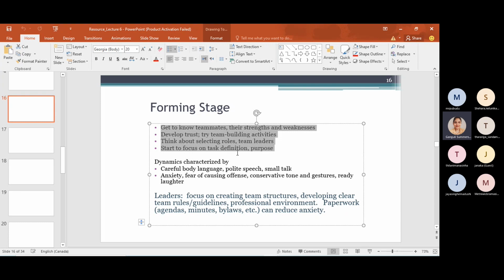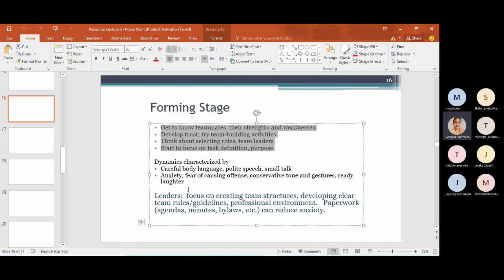Okay, and you start to focus on task definition, so there is a certain purpose for developing a team, for developing a group, right? So during the forming stage, you start to focus on the purpose of making this group, of making this team, and also you start focusing on the tasks that you are supposed to do. As a group, as a team, there are certain tasks that you are supposed to do. So you start focusing on the tasks and also on the purpose of making this team. These are the things that happen during the forming stage.